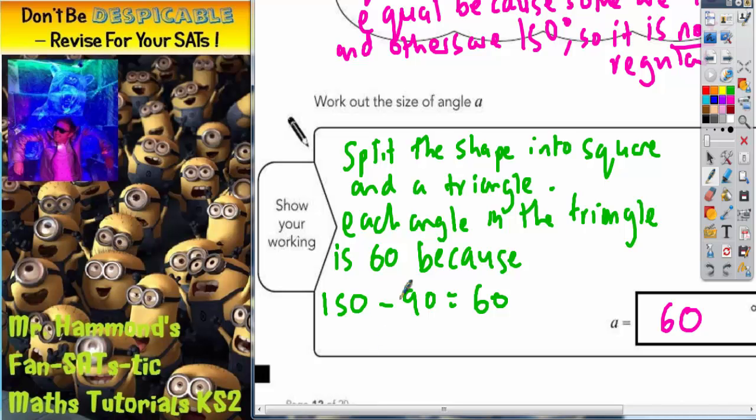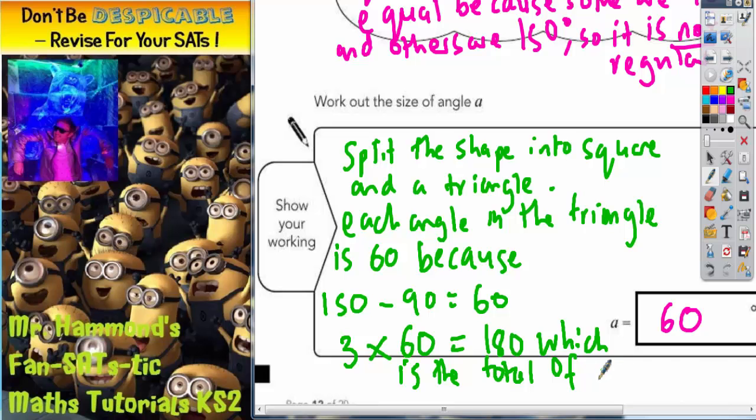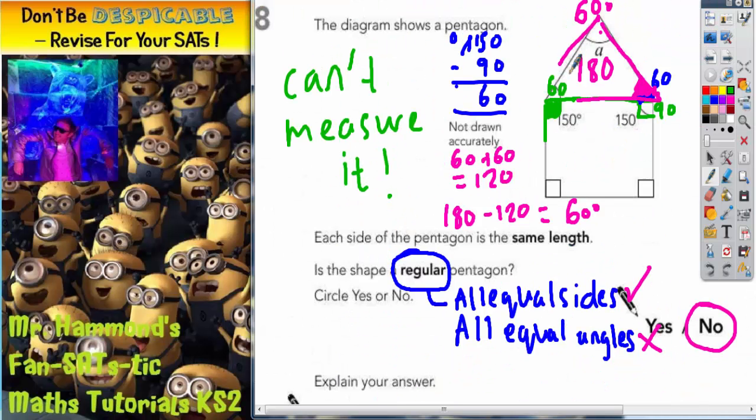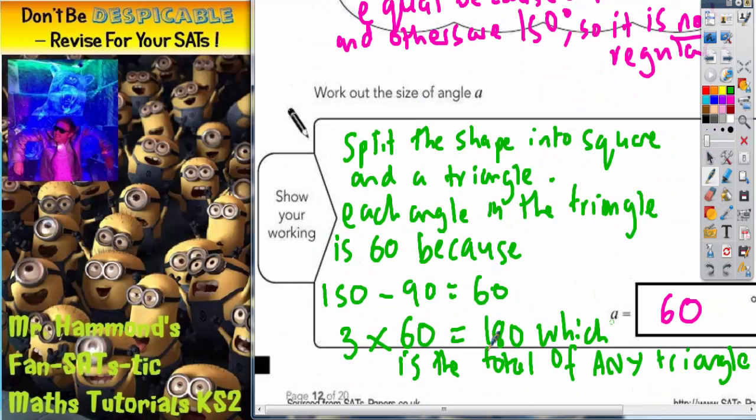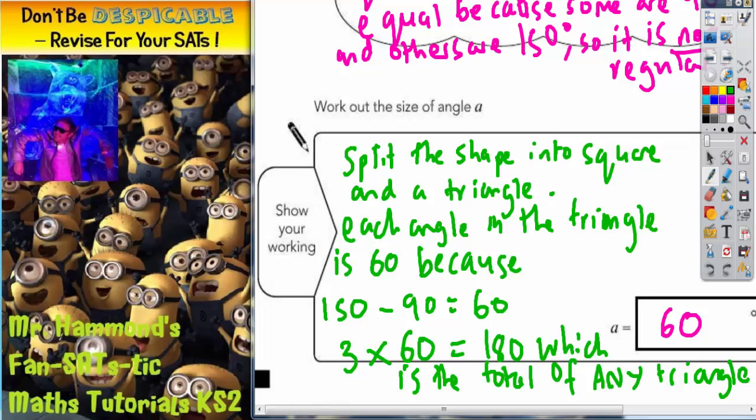And then it's worthwhile saying that 3 lots of 60, 3 times 60 equals 180, which is the total of any triangle. And there's your explanation. We've split the shape into a square and a triangle. We've found that these two angles at the bottom here are 60, but if these two are 60, that makes 120, so the top one must be 60 as well to make it up to 180. Because as we're saying here, 180 is the total of any triangle. So there's your two answers. Just try to think clearly and get your ideas down as efficiently as you can.